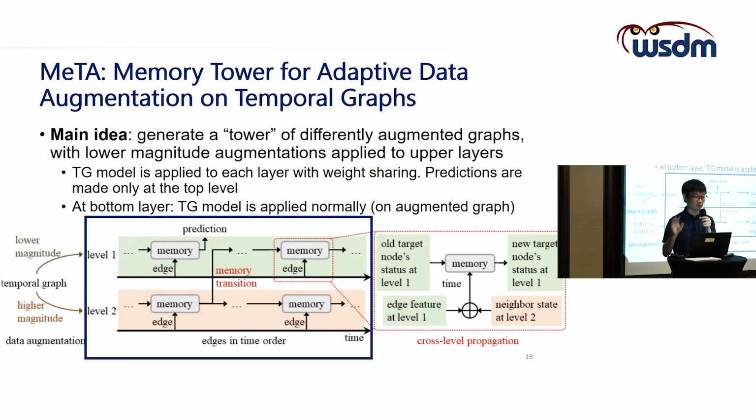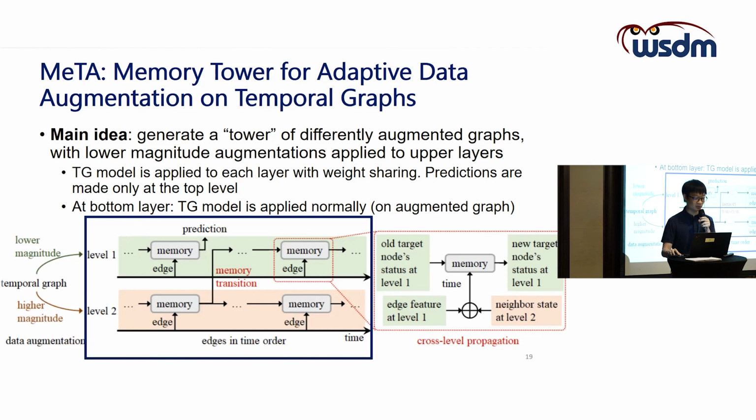Within each level, we apply the temporal graph learning model to that graph. So we just apply the TGN model as is on the different graphs. The different temporal graph architectures have weight sharing, so they share the same weight parameters. Moreover, we only make the predictions from the top level, over here. The lower levels are only used to help in the computation.